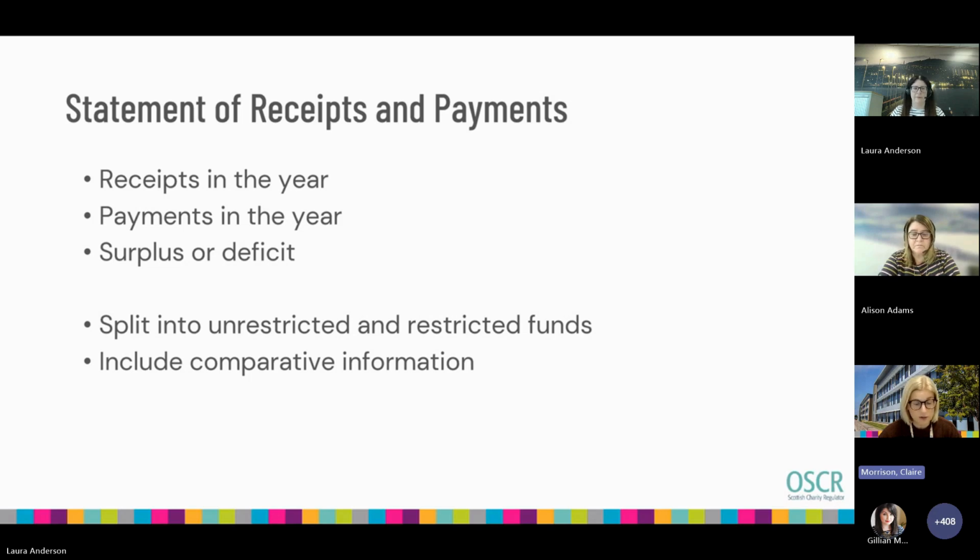So you would have a column for restricted and unrestricted funds. If there's multiple restricted funds, those would be grouped together in that column on the statement of receipts and payments accounts with the totals shown, and then the notes would explain a bit more detail about each fund. And to allow comparisons to be made, all the figures in the accounts must include the corresponding amount for the previous year. Could I have the next slide, Laura?